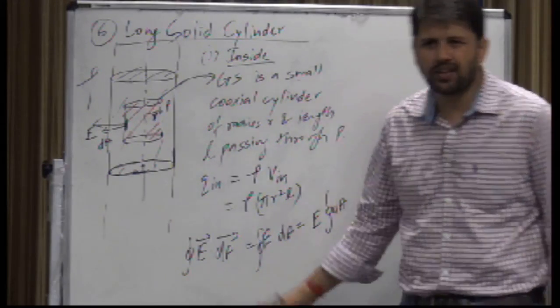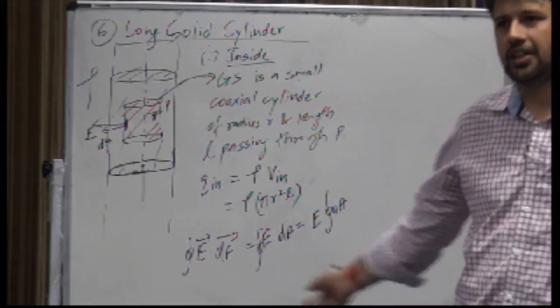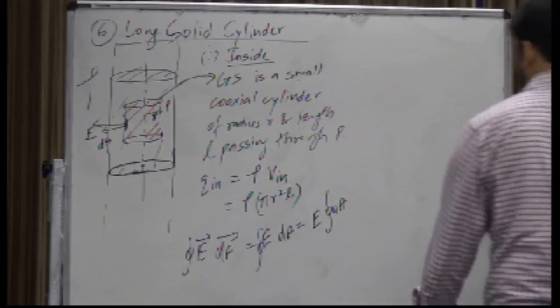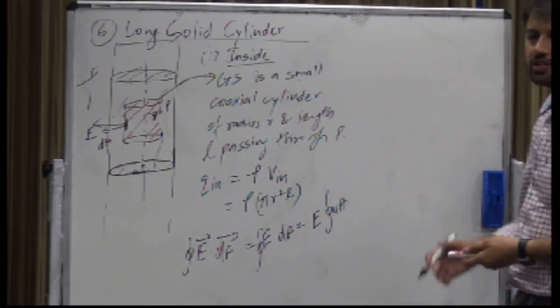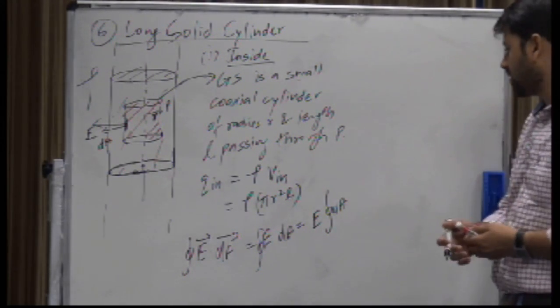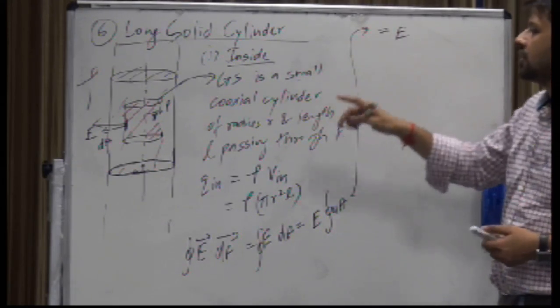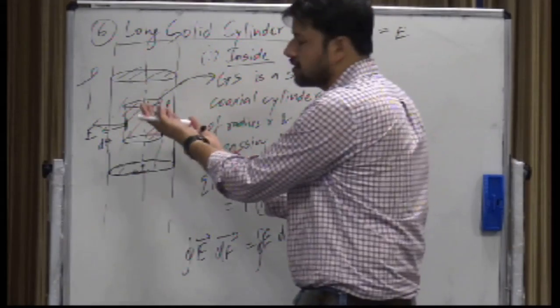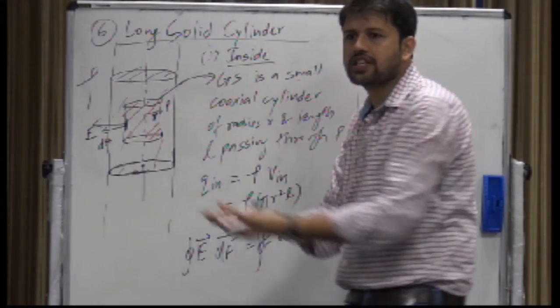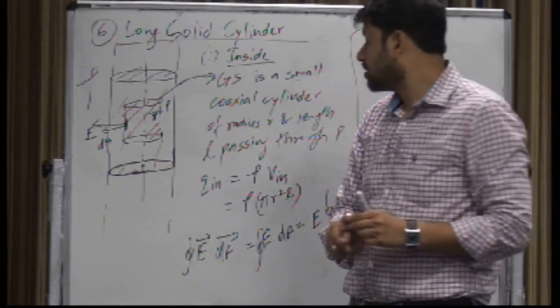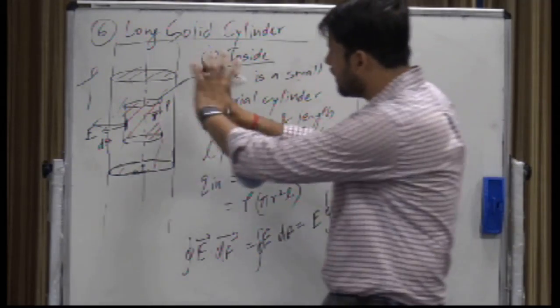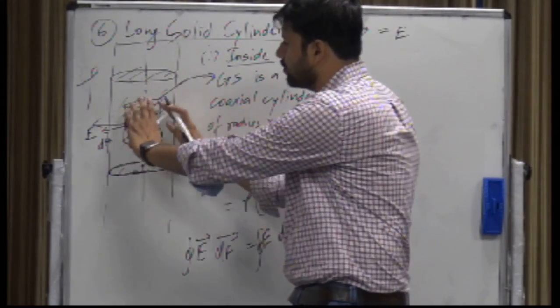Do I need to explain why I brought E out? Symmetry, the magnitude of E is constant. So the E vector is not constant, but E is constant. We brought it out, and this would become E into the area of this Gaussian surface. Which area? Only the curved surface of the inner.